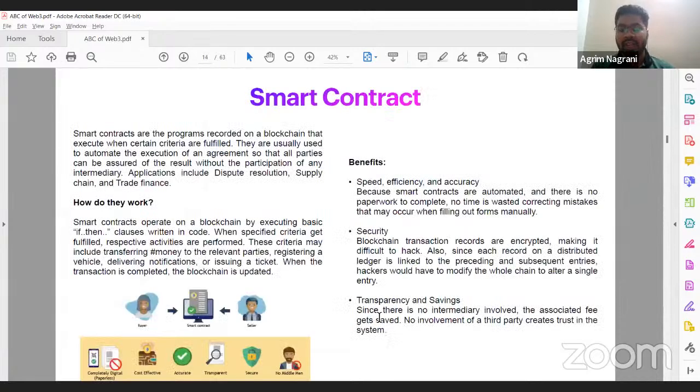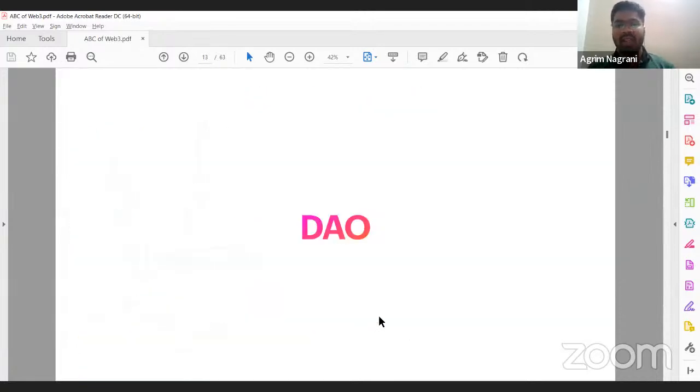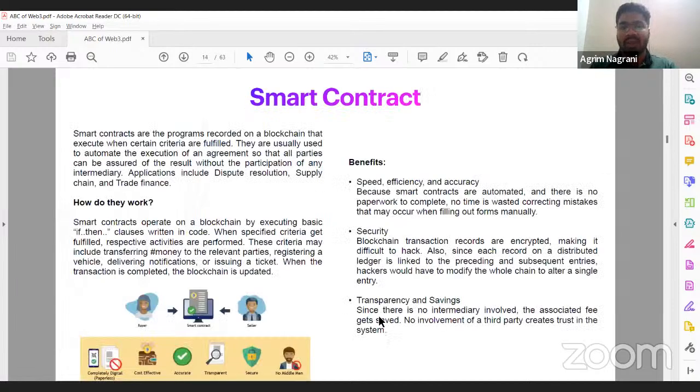Now coming particularly to the DAO. You must be knowing what a DAO is. DAO stands for Decentralized Autonomous Organization. So this is a complete entity which is controlled by the users, and there is no central control or authority who will be handling this particular platform.